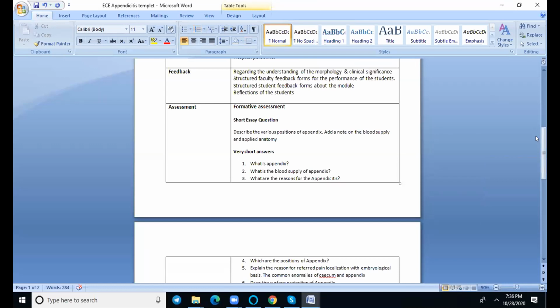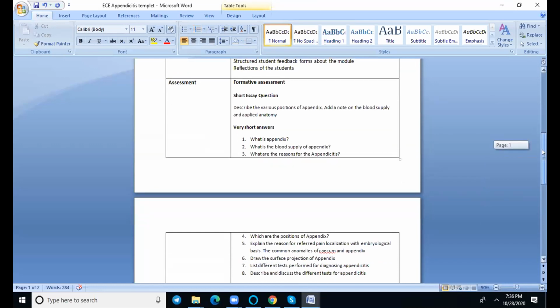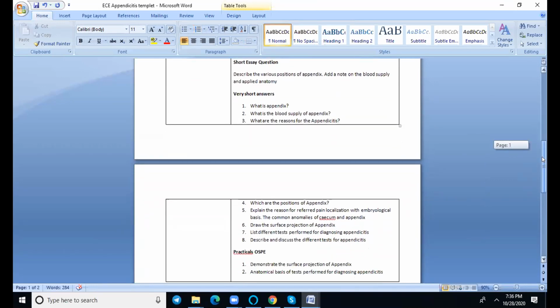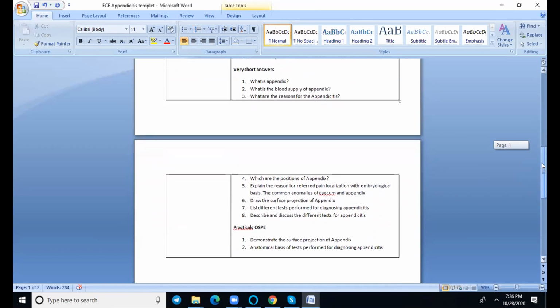The assessment would be in the form of formative assessment, in the form of short essay questions, very short answers. And the practicals can be taken in the form of OSPE, which would require students to demonstrate the surface projections of appendix and the anatomical basis for the tests performed for diagnosis of appendicitis.